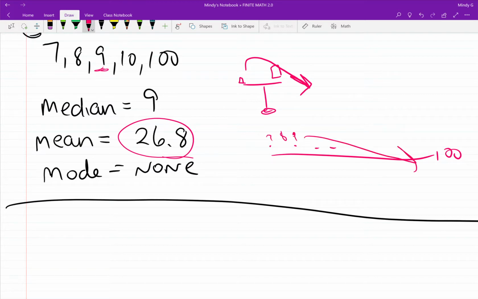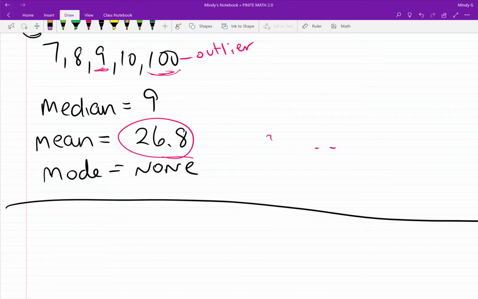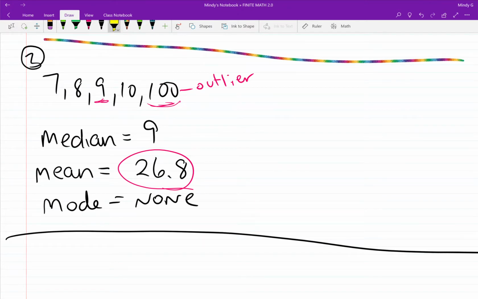Okay, so this 100, we actually have a term for it. It's called an outlier. O-U-T-L-I-E-R. Outlier. If there is an outlier, you do not want to use the mean. Do not want to find the average.